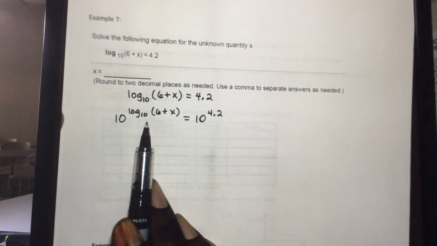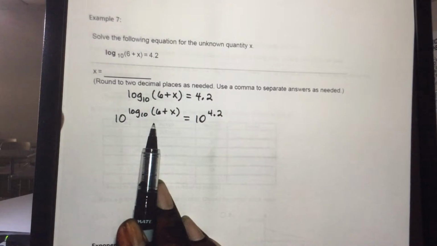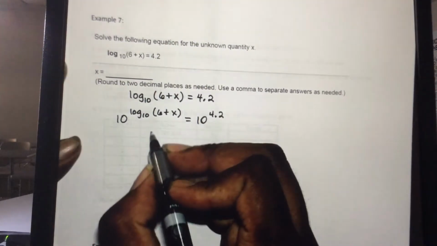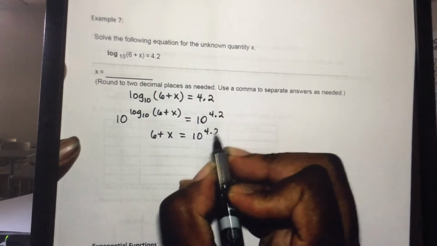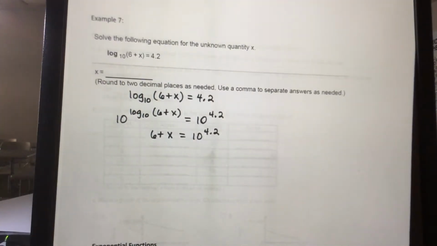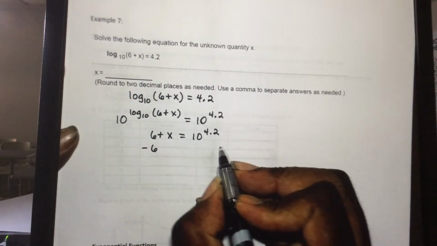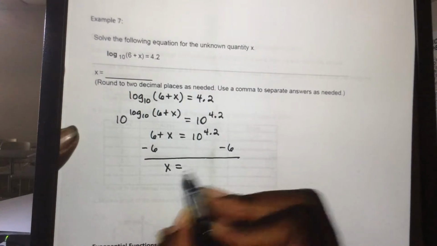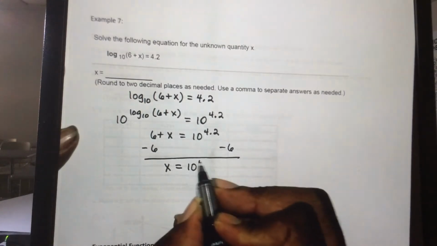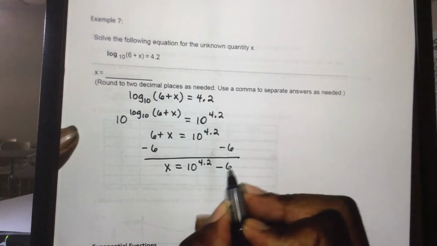Now in this case, 10 to the log to the base 10 of whatever is whatever. So 10 raised to the log to the base 10 of 6 plus x is 6 plus x. And that's going to be equal to 10 raised to the 4.2. I'm not going to evaluate that until the end. Now, I want to get x by itself. I'm adding 6, so I need to subtract 6 on both sides. So here I'm going to have x is equal to 10 to the 4.2 and then minus 6.